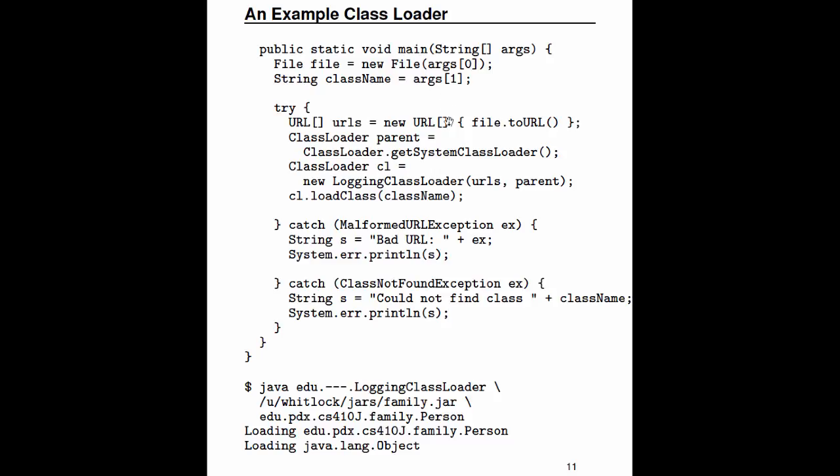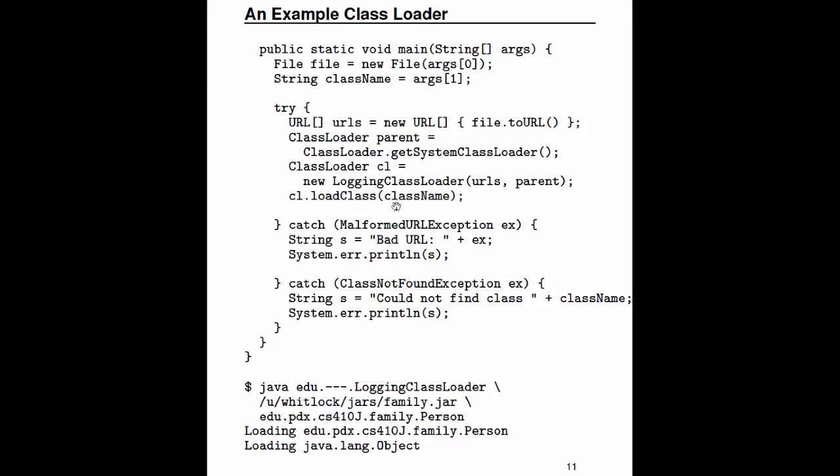And so what do we do? Well, in order to create our logging class loader, we need two things. We need an array of URLs, and so we just call toURL on the file, and then put it inside an array. The logging class loader needs a parent class loader. In this case, it's just going to be the system class loader, what's there on the class path. And then we'll create our logging class loader and tell it to load a given class.